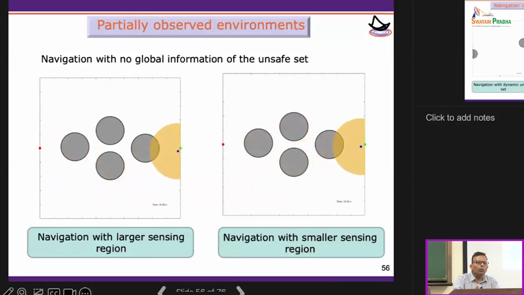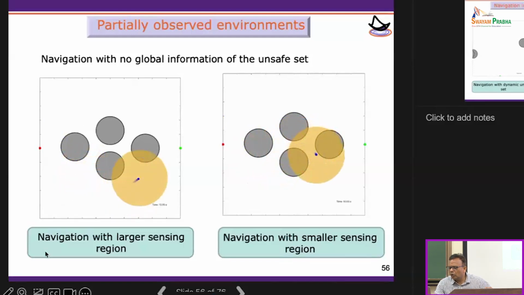Okay. Now, what is the effect of changing the sensing region? That means if I make the sensing region large or small, what happens? So there are two things. One is I don't have global knowledge about these obstacle sets. Second is I can sense them sooner or faster. So this is what happens.